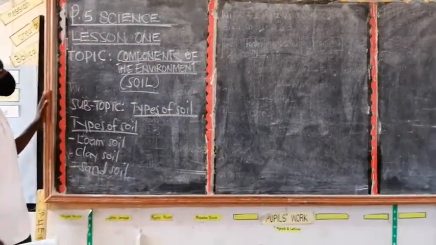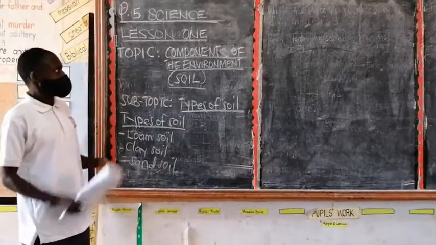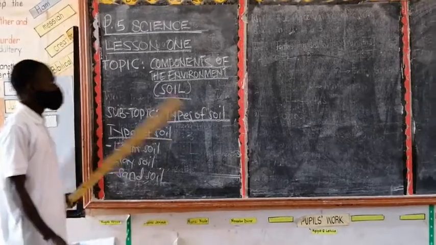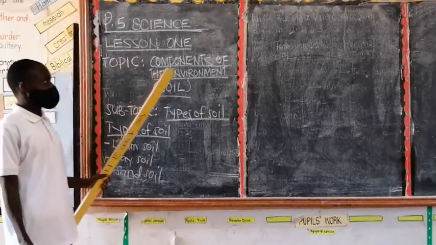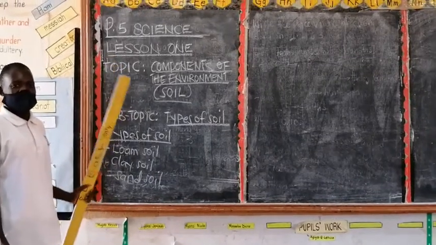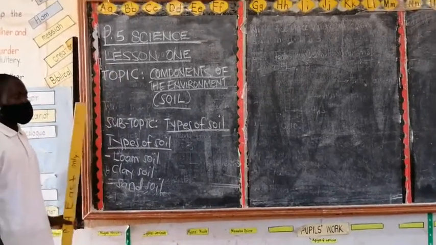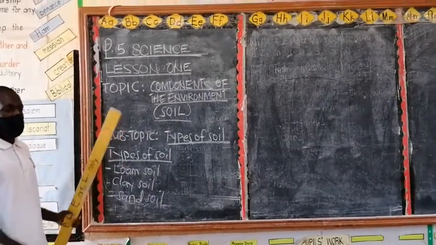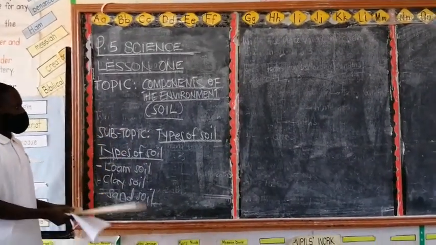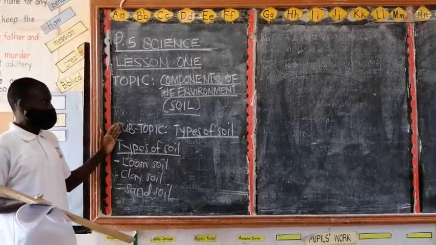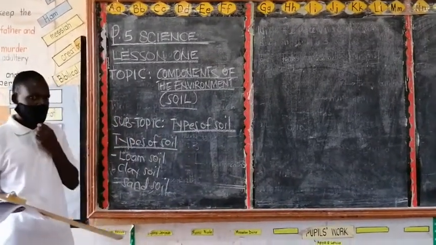Integrated Science, and here we are having lesson 1, and our topic is the components of the environment, soil. When we left, we had started looking at the soil, where we said that soil is the top layer of the Earth's surface. So, let's look at our subtopic for today, types of soil.